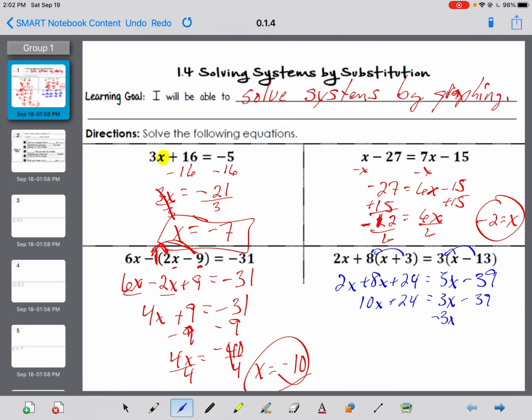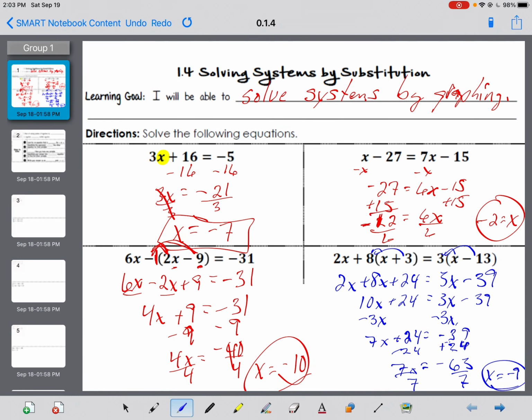I'm going to move my 3x to this side because that'll stay positive. Makes me 7x plus 24 equals negative 39. Move the 24. They're both negative, so it's going to get more negative. All right, so 4 and 9 makes 13. 1, 2, 3, 4, 5, 63. Divided by 7. x equals negative 9. So that's solving just for x.